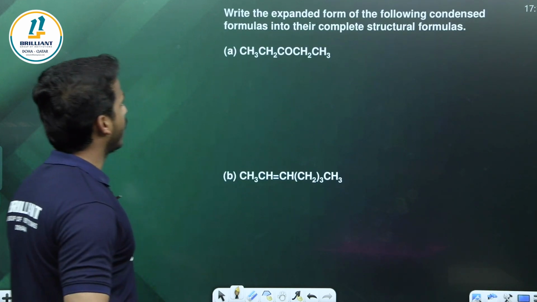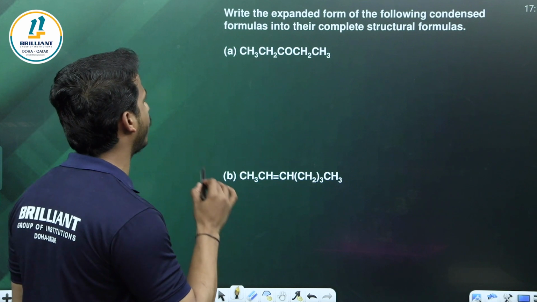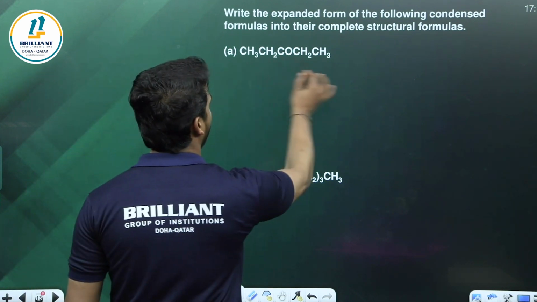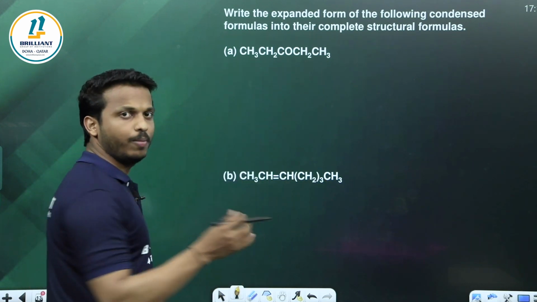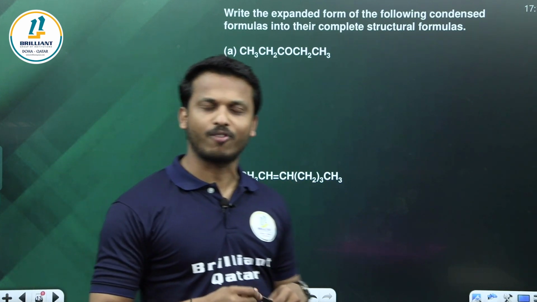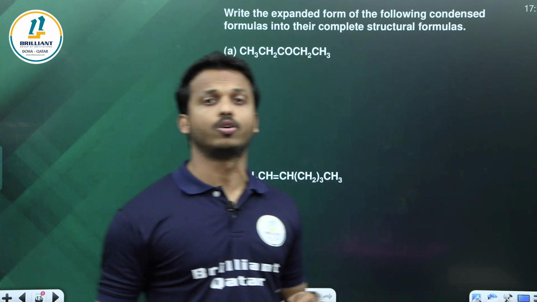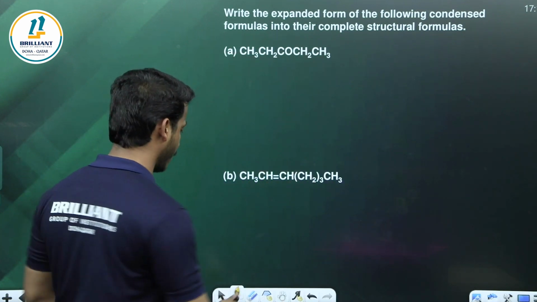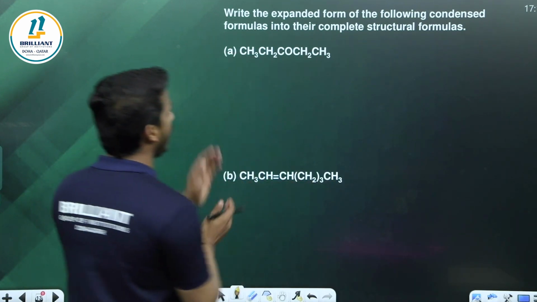Next question. Write the expanded form of the following condensed formulas. You know, these are our condensed formulas, right? Condensed means short form. Write the expanded formula. What do you mean by expanded formula? Write the complete bonds, each and every bond expanded. So let us write, all of you, don't worry, listen carefully.